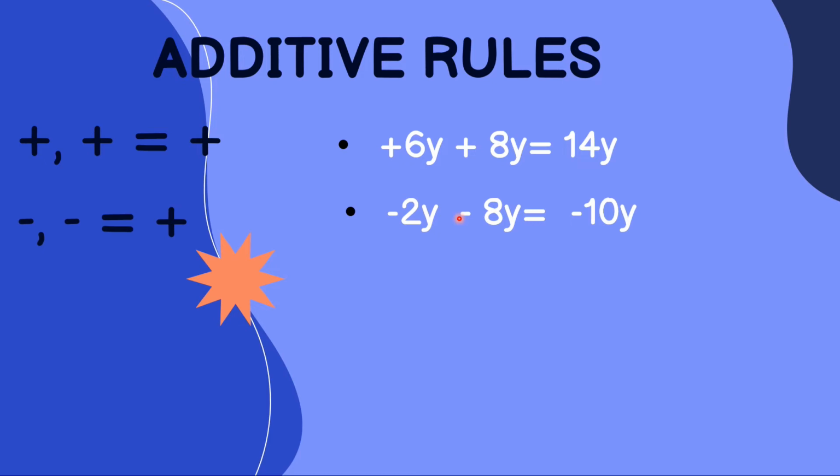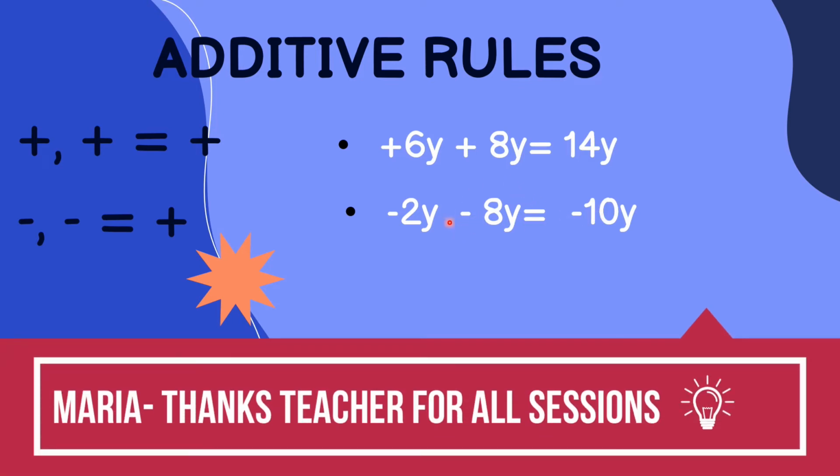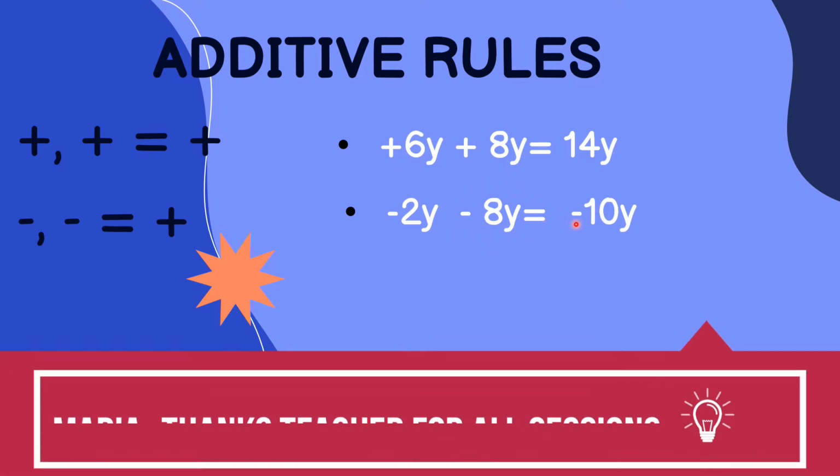And the question is, how do we know what sign we're going to put on? So then we're going to look at the greater number. Is 8 greater or 2? 8 is greater. And 8 has what sign? 8 has the minus sign. So we're going to put the sign of the greater number, which is minus 8.